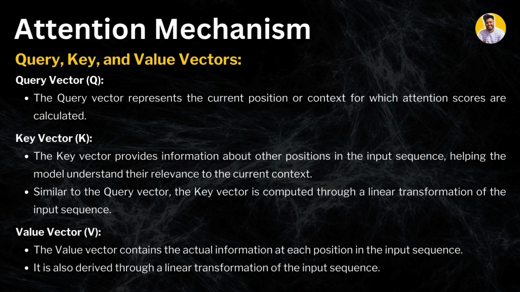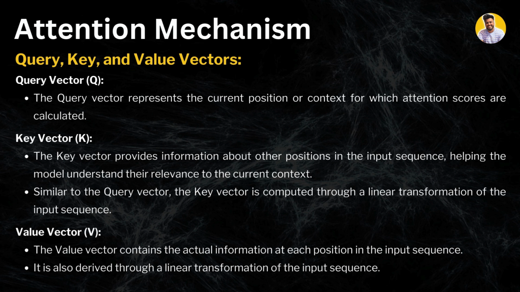And the value vector contains the actual information at each position in the input sequence. The query and key vectors are just pointers to the current location, but the value vector actually contains the information at that position. It is also derived through a linear transformation of the input sequence.